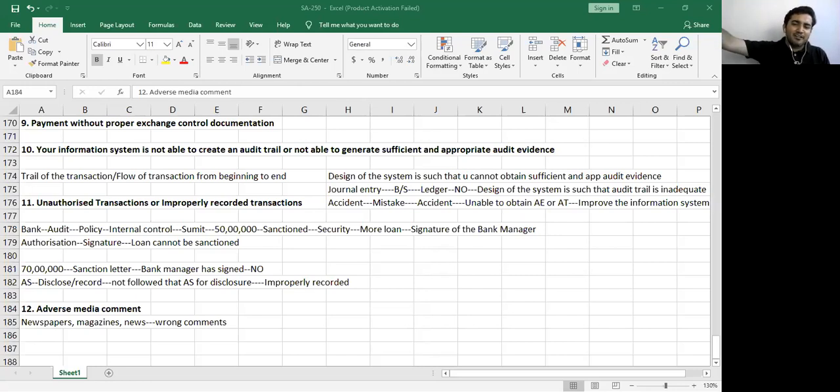Which means your audit opinion is directly relating to the items that you are selecting for audit.